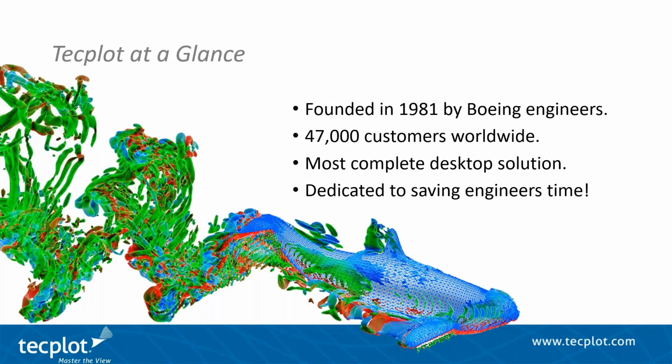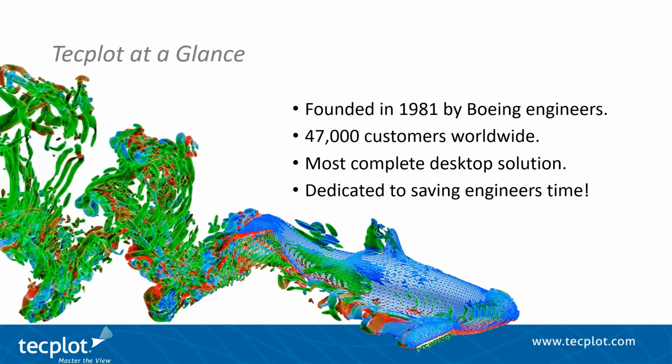Before we begin the demonstration, I will say a few words about Tecplot, the company, and Tecplot 360, our main software. The company that became Tecplot was founded in 1981 by two Boeing aeronautical engineers who initially began with writing CFD codes, but they quickly realized that there was a real need for visualization of the results, and so they hired a developer to accomplish that, and that developer has stayed with Tecplot to this day. That was 40 years ago, and we are still going strong with over 47,000 customers worldwide and in multiple industries and disciplines. Tecplot 360 is known as the most complete desktop post-processing solution.